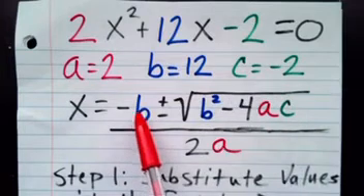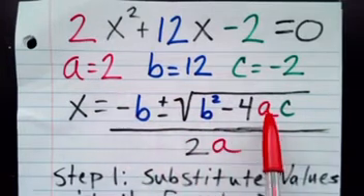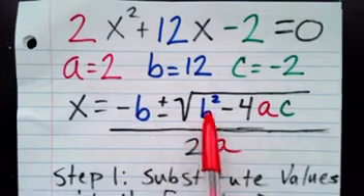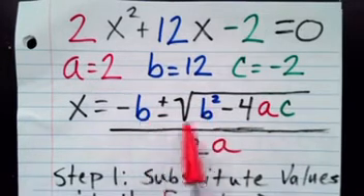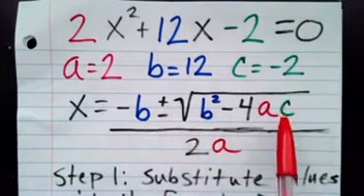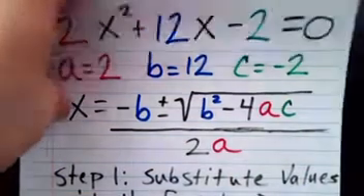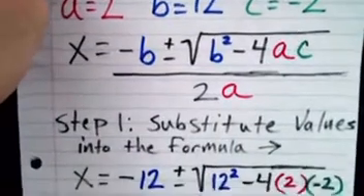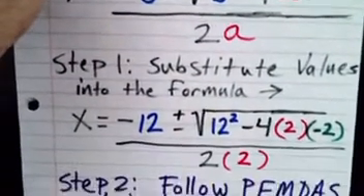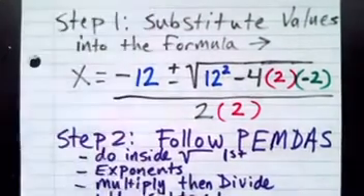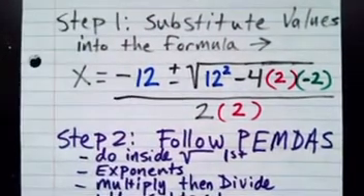So what we're going to do is everywhere we see a in the formula, we're going to substitute 2. Everywhere we see b in the formula, we're going to substitute 12. And everywhere we see c in the formula, we're going to substitute the negative 2. And it should look something like this. Step 1, substitute values into the formula, right? So it should look something similar to what you see here.